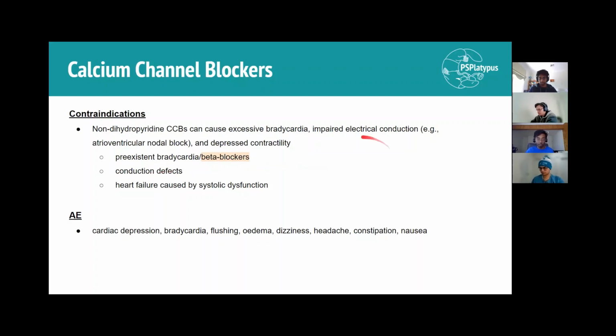If you have conduction defects, impaired electrical conduction is a contraindication. And heart failure caused by systolic dysfunction. It'll make more sense once we talk about heart failure, but it kind of makes sense how you don't want to depress contractility when your heart is not able to pump properly in the first place, which is heart failure, specifically when there's systolic dysfunction, when your heart can't pump out of the ventricle properly. Here are some adverse effects for that.